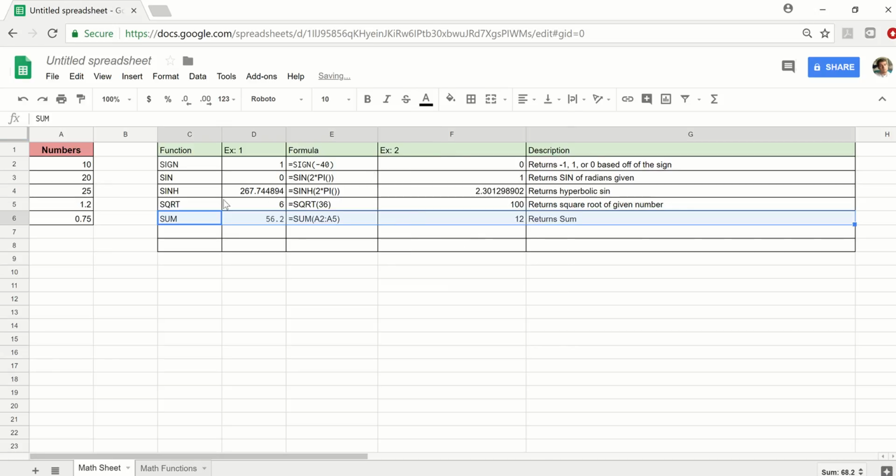Okay, the next one here is the SUM. So this is a very basic one. As you can see, it'll just give you the sum of what you highlight. So there's a range there where you can just do a bunch of numbers, and 3 plus 4 plus 5 is 12, obviously.